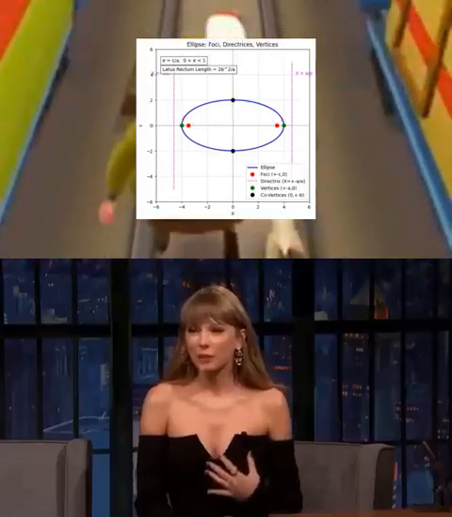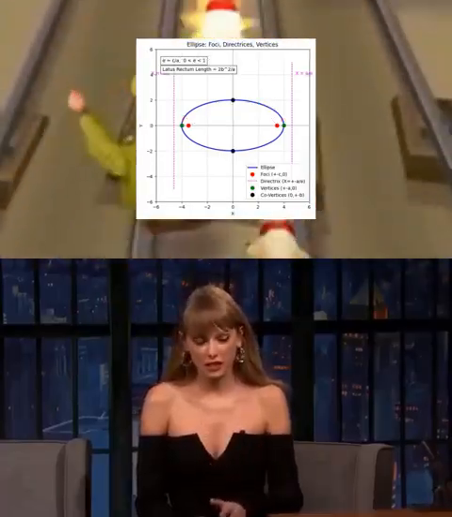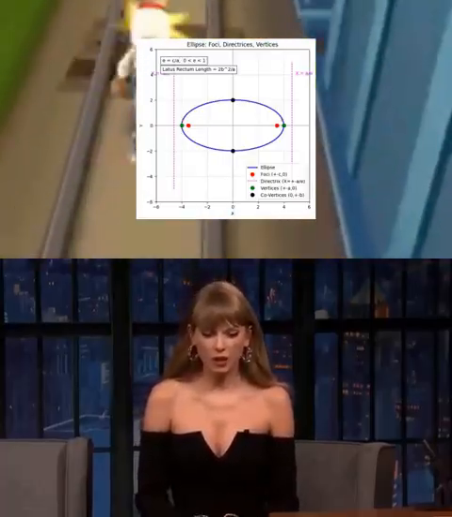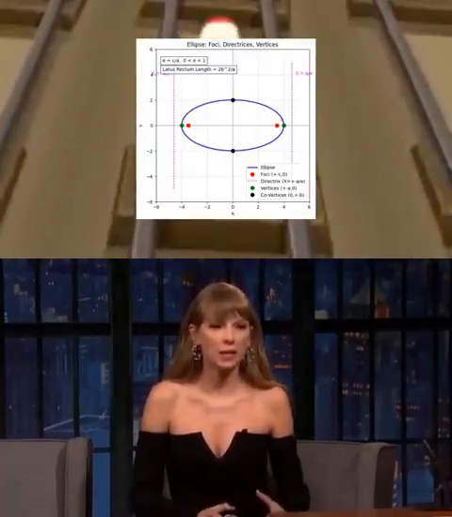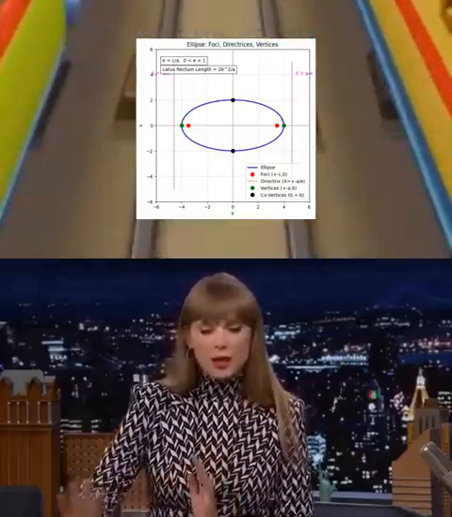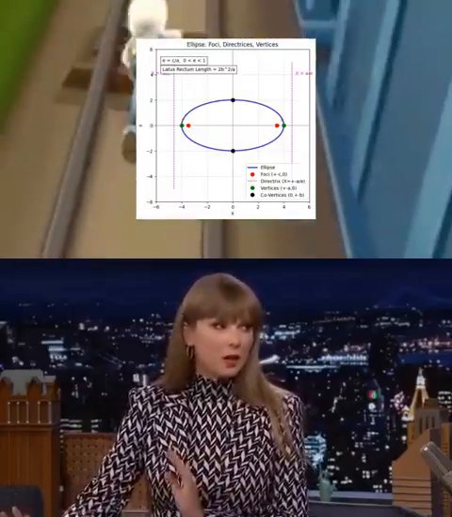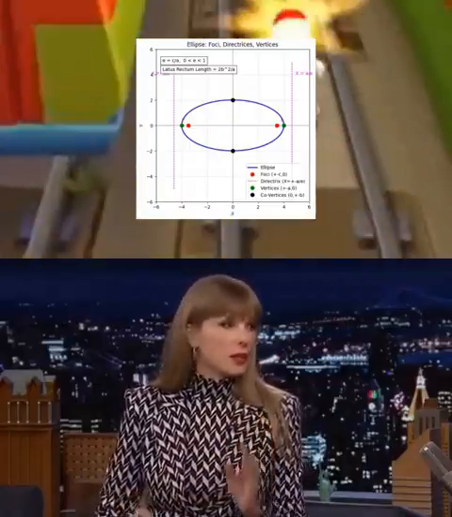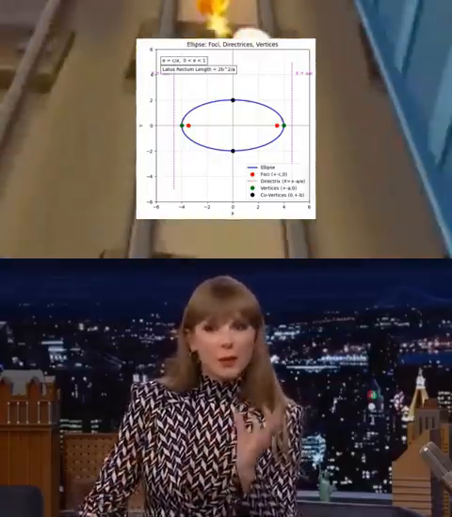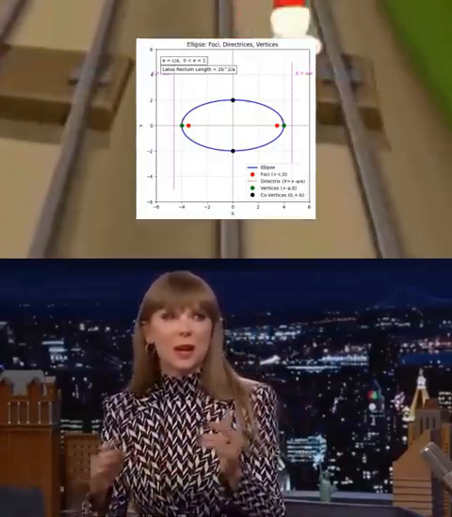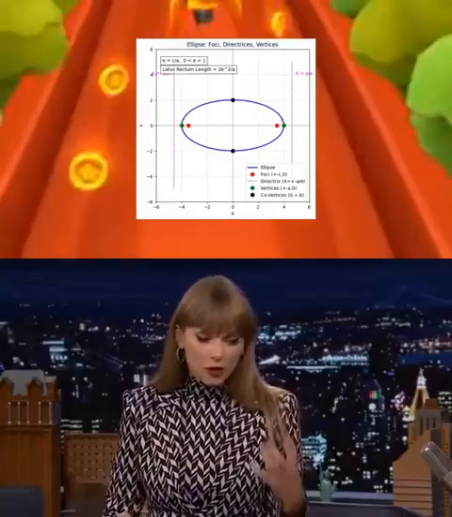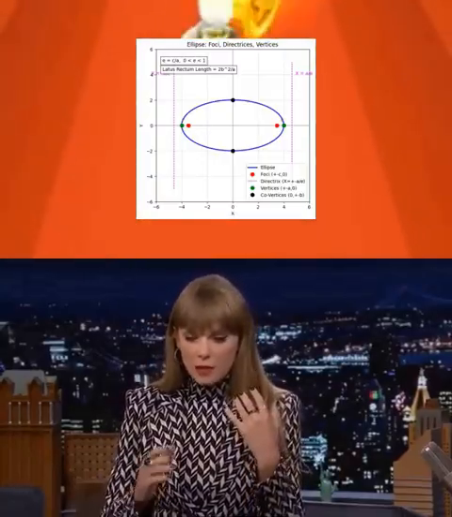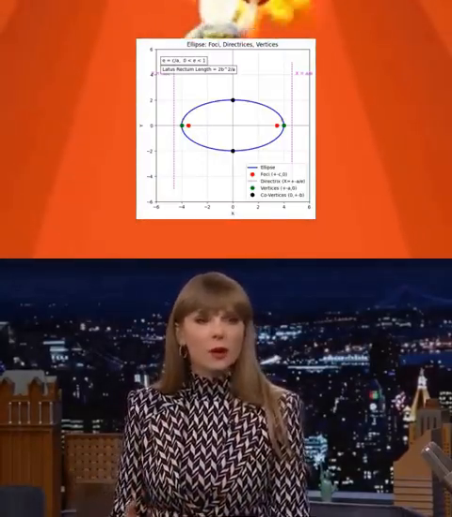The foci are at plus or minus c, 0, where c squared equals a squared minus b squared. The directrices are the lines x equals plus or minus a over e, where e is the eccentricity, c over a. The vertices are at plus or minus a, 0 along the major axis, and 0, plus or minus b along the minor axis. The latus rectum has length 2b squared over a. All these elements define the precise shape and position of your oval soccer ball.